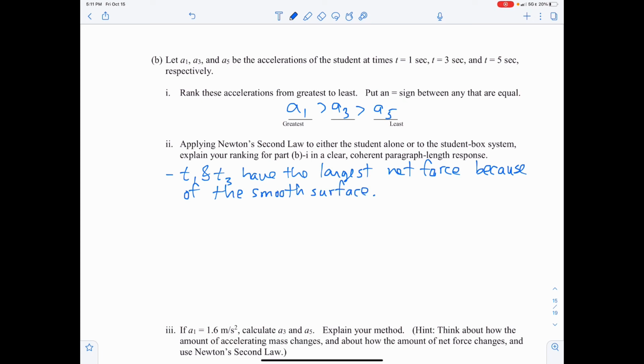So since there is not enough friction at this point, the net force is going to be larger. And then T5 has less net force, because of an increase in friction.